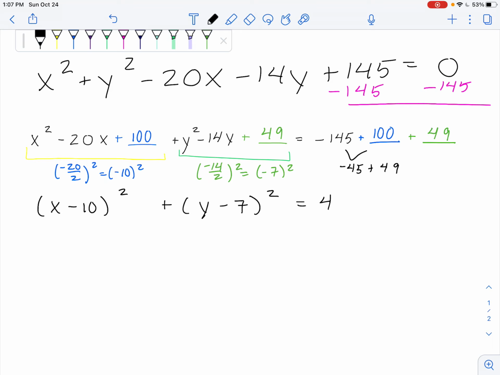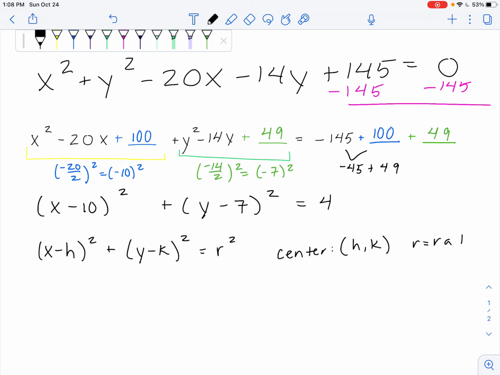And the way that I find my center is, so the standard form for a circle equation looks like this. X minus h all squared plus y minus k all squared equals r squared, where the center point is the point h, k, and r stands for the radius. So for our problem, I'm going to have a center of 10, 7. So notice that those minus signs are built into the formula, so you're looking for the number just after the minus sign.